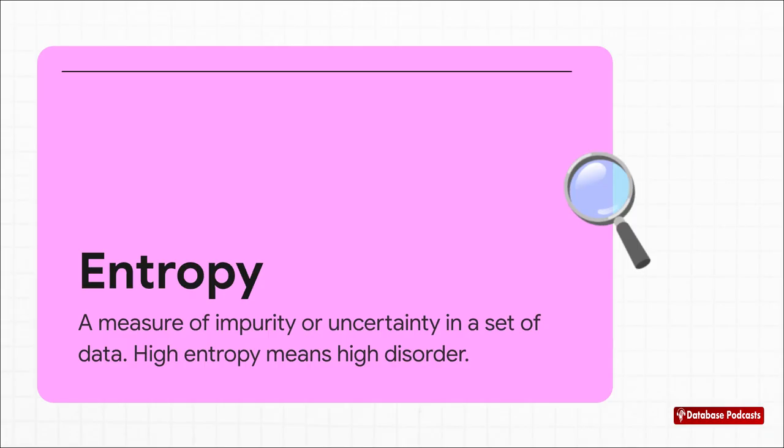Basically, it's looking for the question that best separates the yeses from the nos. And the answer lies in this concept called entropy. It's a measure of impurity or uncertainty in a set of data. Just think of it like this. High entropy means high disorder. Everything is mixed up and chaotic. Low entropy means high purity. Things are nicely sorted and predictable.